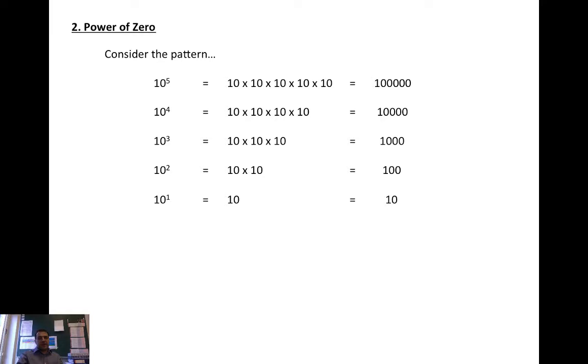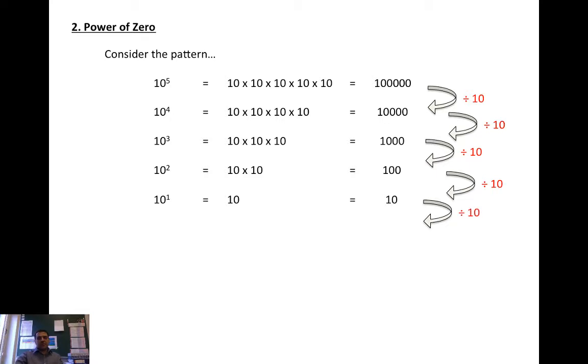So if you think about that pattern, every time you go down that pattern, it's less by a factor of 10. So you're dividing by 10 to get from one line of the pattern to the next line of the pattern. So if that pattern continues, what would the next one be? Well, it would be 10 to the power of 0, and if you keep dividing these by 10, then the next one should be 1. So divide everything by 10, you get 10 to the power of 0 equals 1.